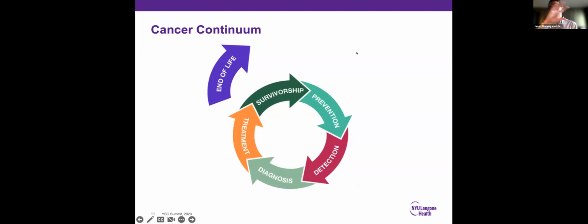And the cancer continuum is everything from prevention, screening, detection, diagnosis, treatment, survivorship, and end of life care.